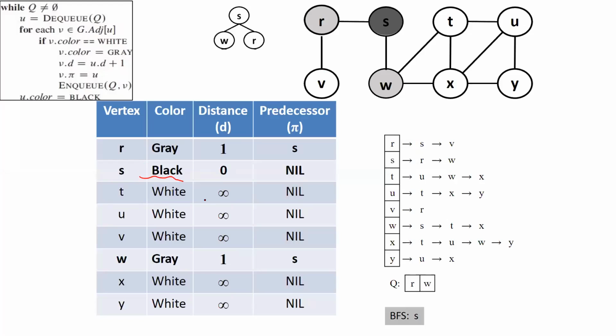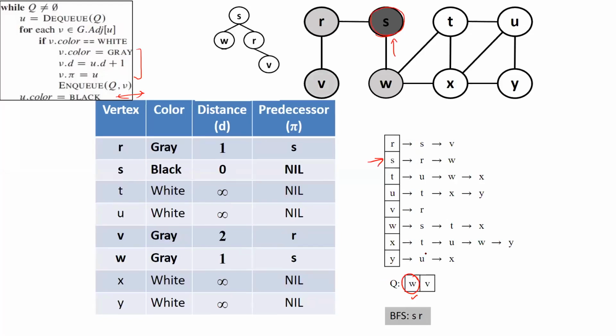So similarly, moving further, we can explore R and W and so on, and we can keep on practicing this. If you have any doubt, you can ask. These are the basic steps. That means first you will dequeue. For every dequeued value, we will find the adjacent vertices of it. If that adjacent vertex is white, we will set it to gray, and adjust the distance accordingly, that is, the distance of its predecessor plus 1.